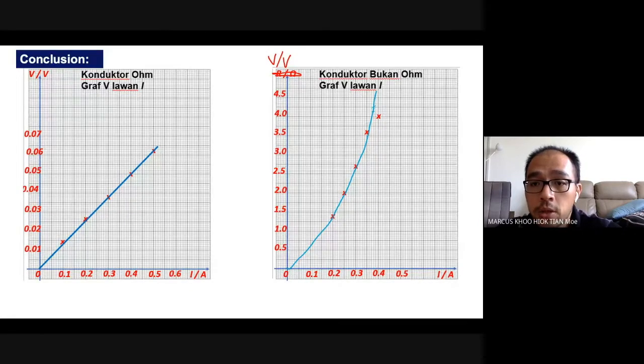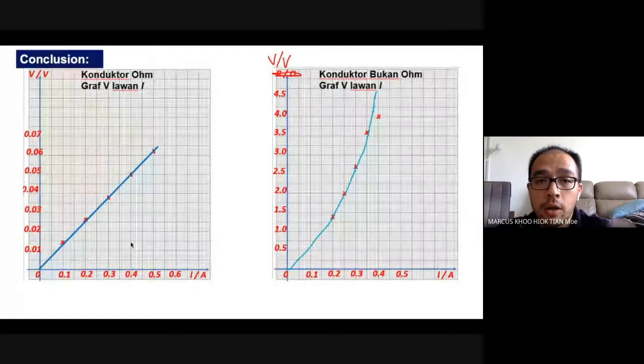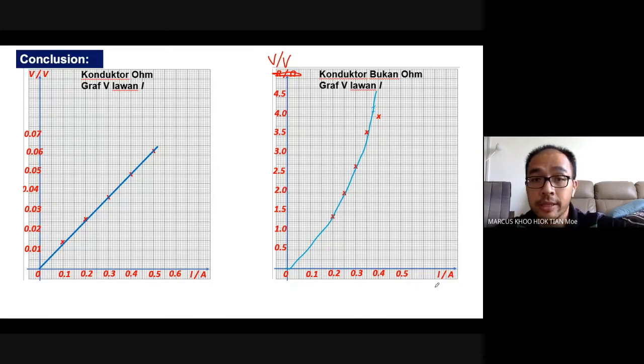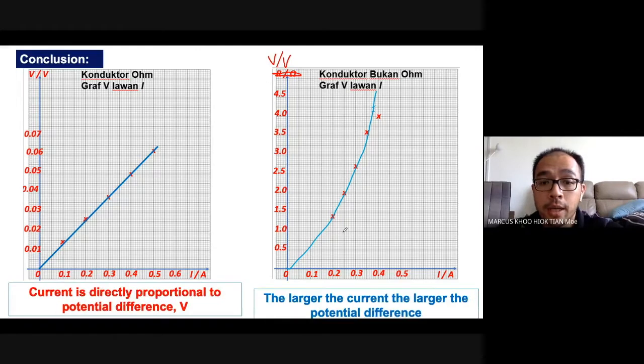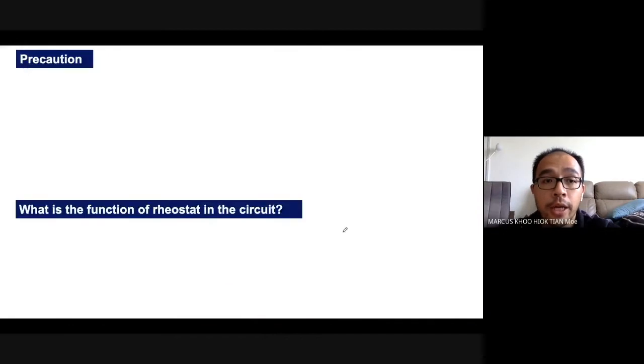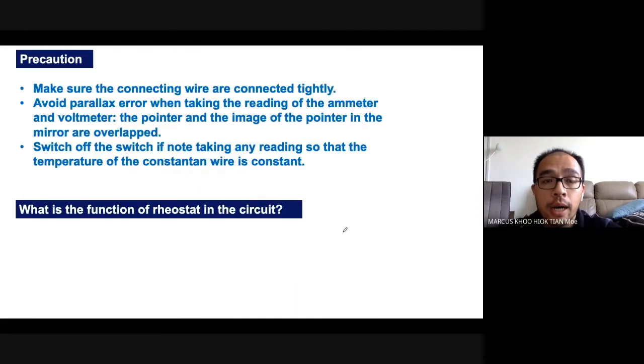So we find that the ohmic conductor is directly proportional. In the non-ohmic conductor, the potential difference is increasing when the current increases, but it is not directly proportional. The larger the current, the larger the potential difference, but it is not directly proportional. So you can take a screenshot of this precaution.